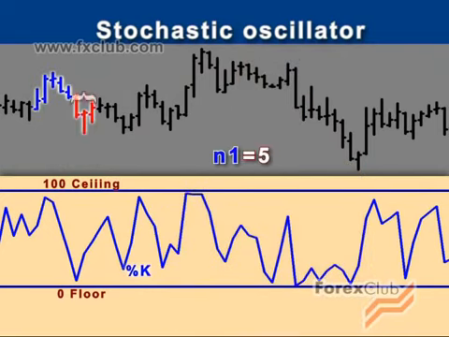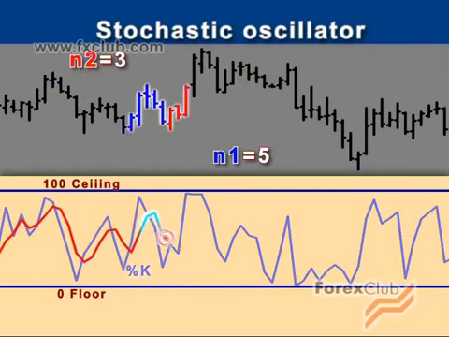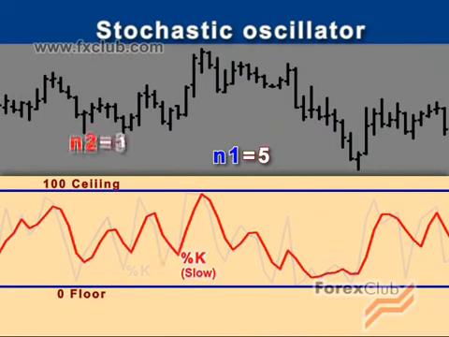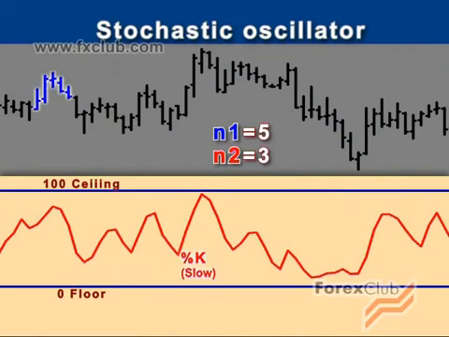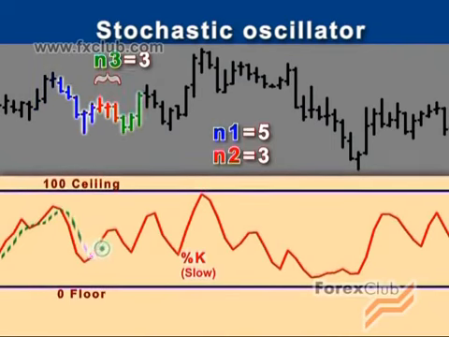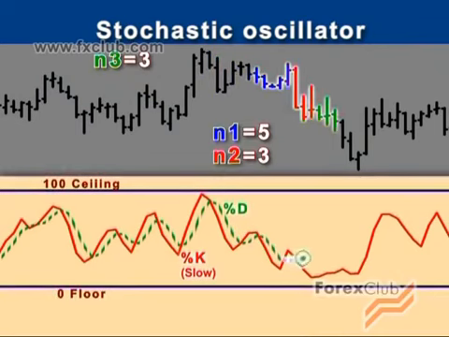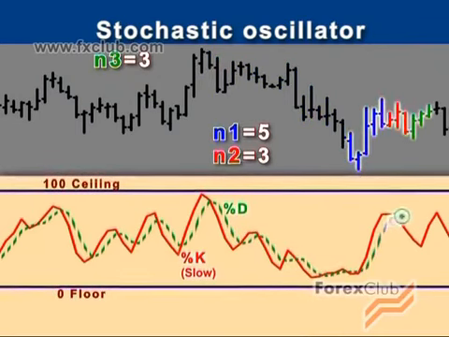But if we average it, for example over 3 days, we get a slower curve. 3 days is the second oscillator's time period, N2. We'll call the new curve a slow percentage K line, although it'll be the fastest one on our stochastic chart. And here it is. And after averaging or smoothing the new percentage K line for 3 more days, we get a percentage D line, and the third and last time period, N3. We'll chart percentage D as a dotted line on the chart.